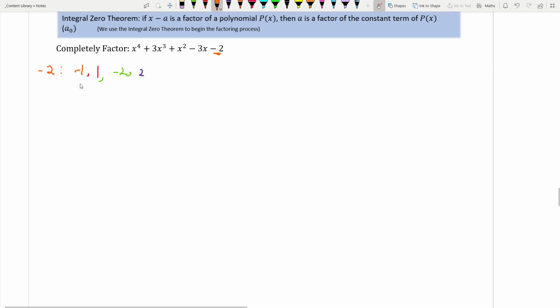Now, each of these corresponds to the factor x minus a. So -1 corresponds to the factor x plus 1. 1 corresponds to the factor x minus 1. -2 corresponds with the factor x plus 2. And when a is 2, that corresponds to the factor x minus 2.